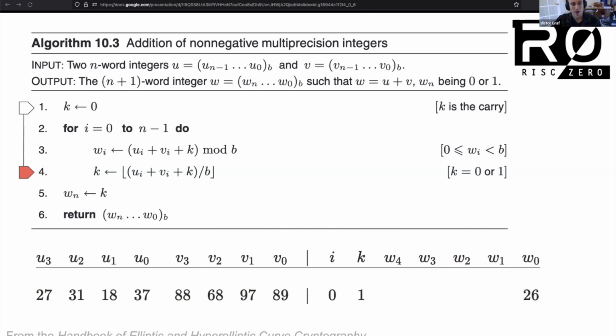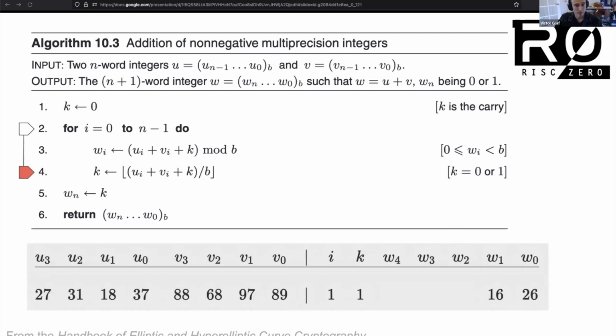Our base is 100. And so basically you just take the W value as the last two digits of the result, and the carry is the first digit of the result. So our result in this case of adding 37 and 89 is 126. And 126 we split into the leading one, which is our carry, and then 26, which is the result word, and then you store those into the W value.